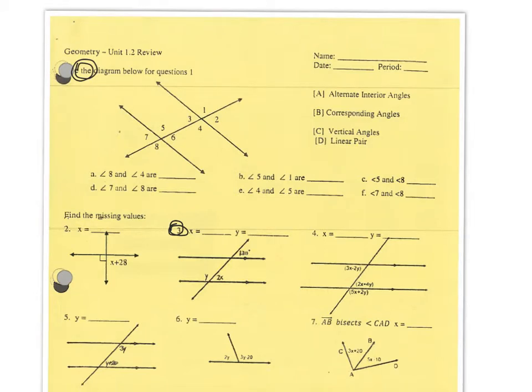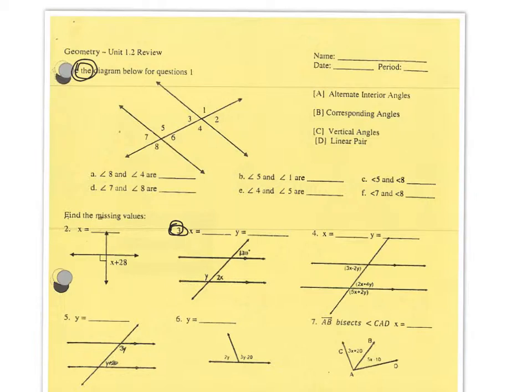I'm only going to pick and choose a few of the questions to work on, so pay attention to which ones we're choosing, because more of these will be due. So the first question is going to deal with this one up here, which asks, using the picture, please label alternate interior, corresponding, vertical angles, or linear pair.